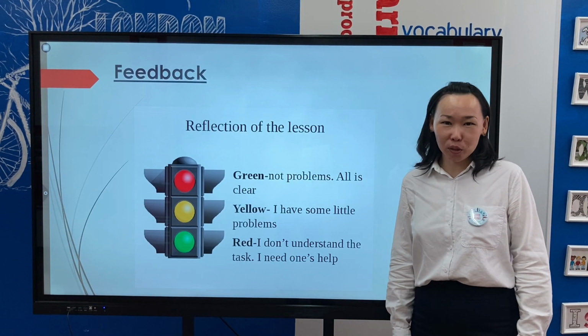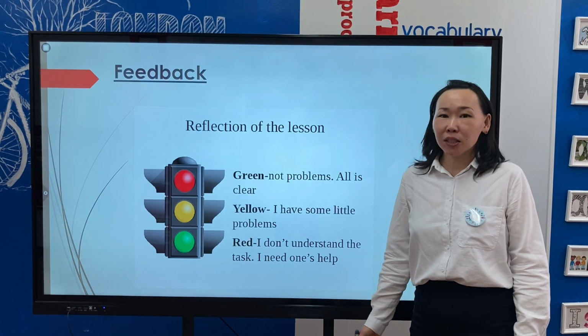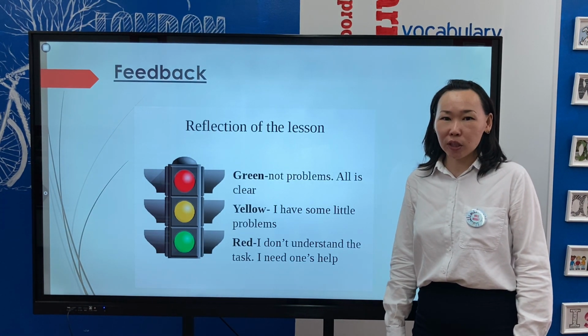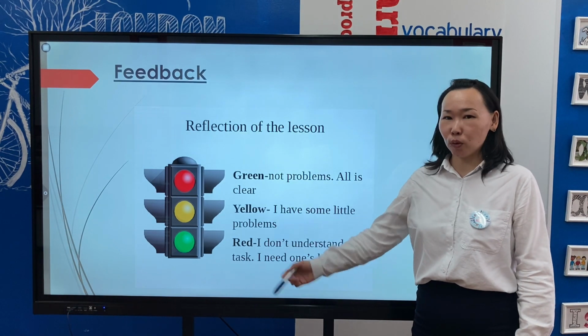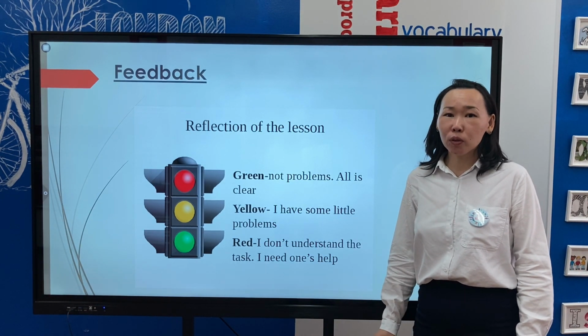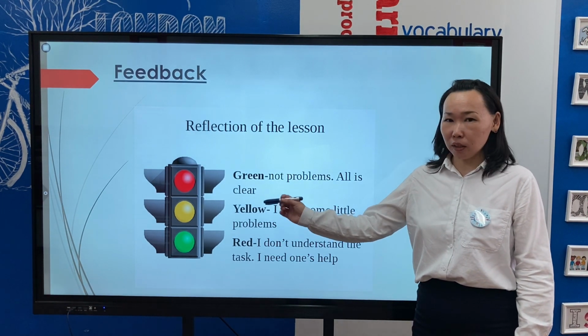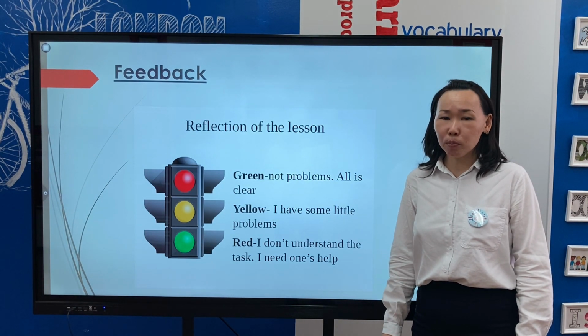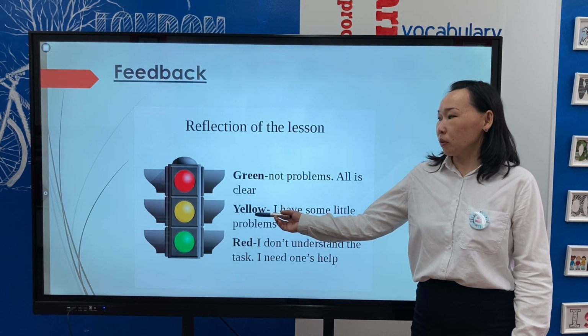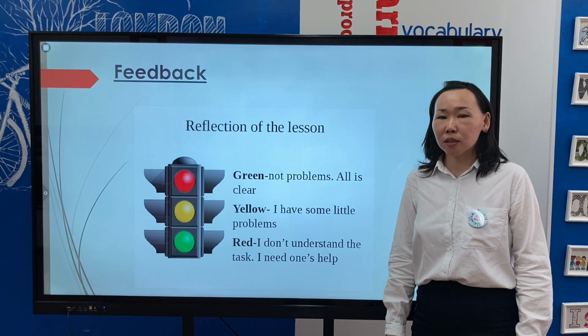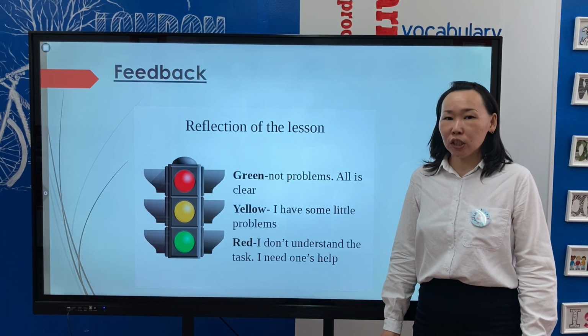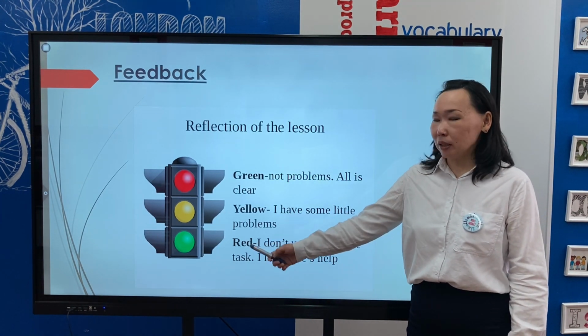You are doing well, students. As our lesson was about travel and transport, I took traffic lights for our feedback. If you don't understand, choose red color. If you have a little problem, choose yellow. If you understand the thing very well, if it is very clear, choose green.